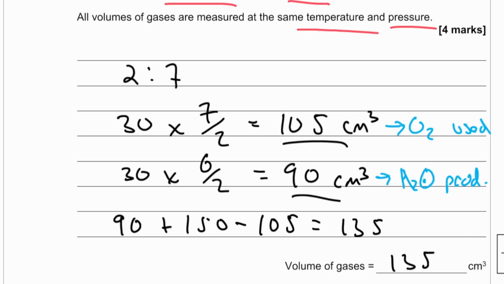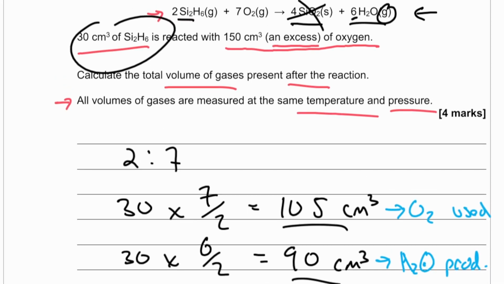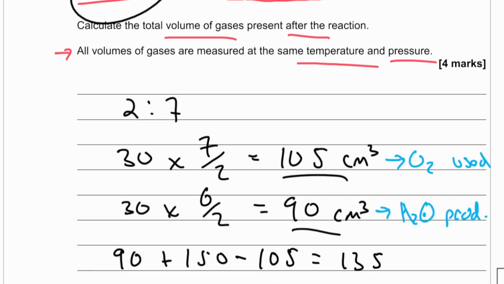Okay, so it's a little bit confusing, but essentially the key step here is to realize that because all the volumes of gases are measured at the same temperature and pressure, we just want to use the ratios in the equation that's given to us. And then we just need to keep track of things that are being produced and things that are being used up. And when we do that, we can solve for the volume of gas that's left at the end quite easily.